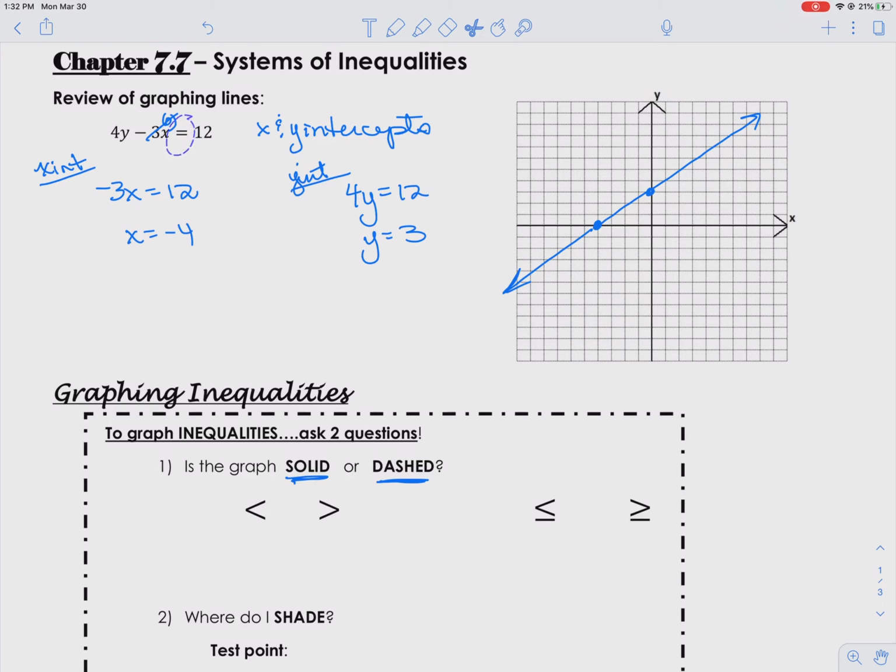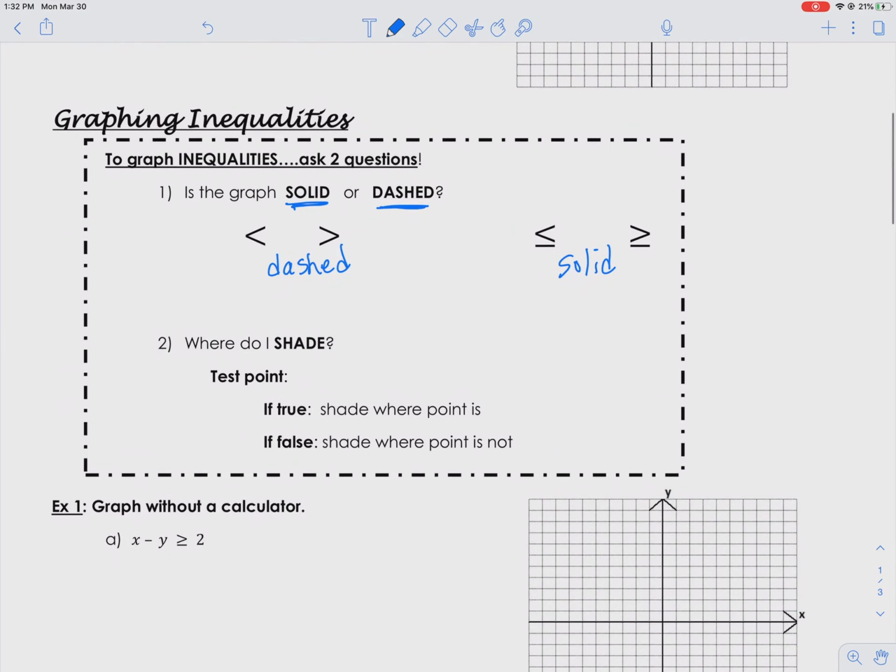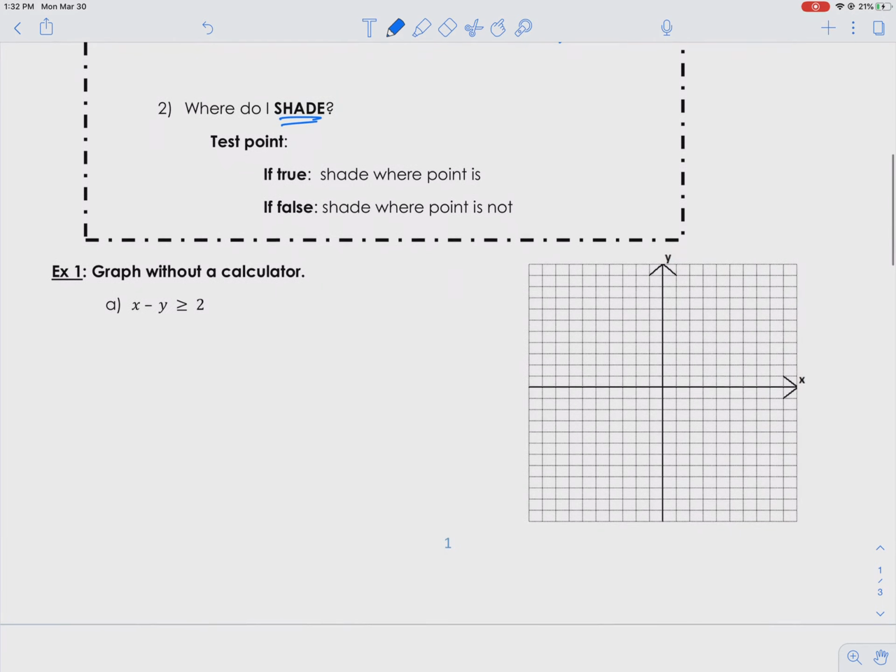The same thing applies here. If it has an equal mark, then it's going to be a solid graph. If it does not have an equal mark, then it's going to be dashed. And then the next thing you do with inequalities is you have to shade. You're going to pick a point and determine if you shade where the point is or not. The best way to do that is just to work a problem. So let's graph this one.